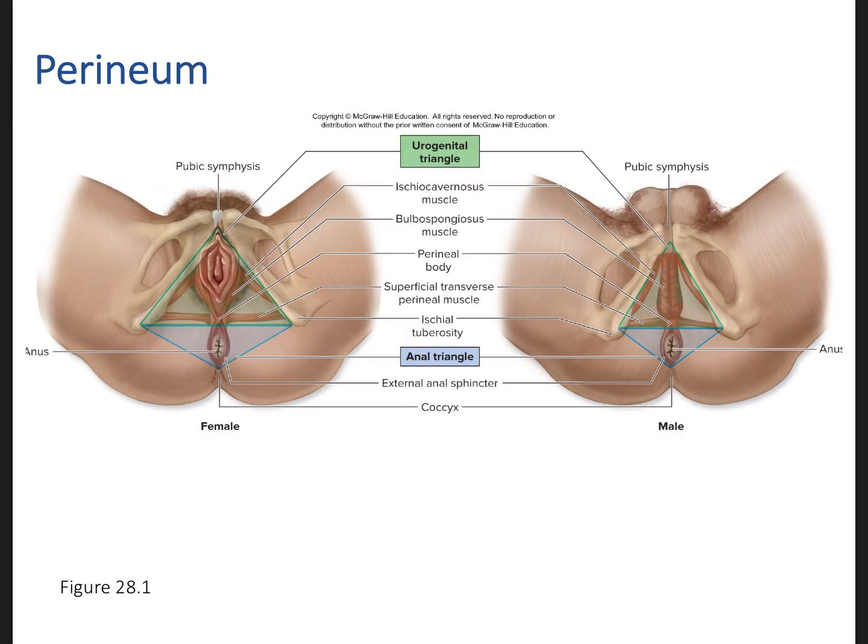Right, here's the perineum. It's just kind of an area, right? So we have the urethra anterior, the vaginal orifice medial, and then the anus posterior. And we have a couple different triangles. The anal triangle is the area around the anus and to the parts of the pelvis. And then the urogenital triangle is from the clitoris to the parts of the pelvis. And then the whole area is the perineum.